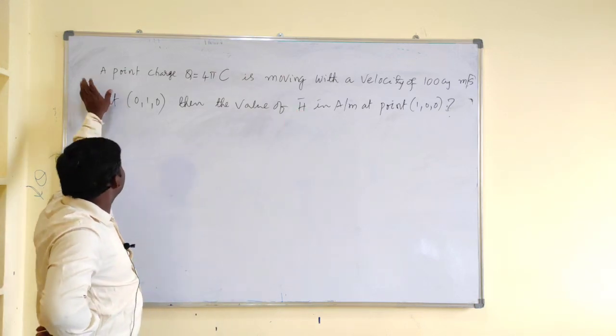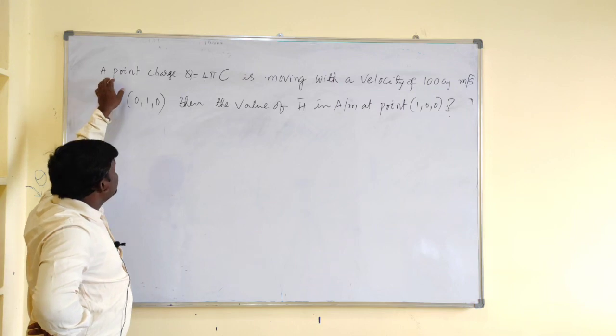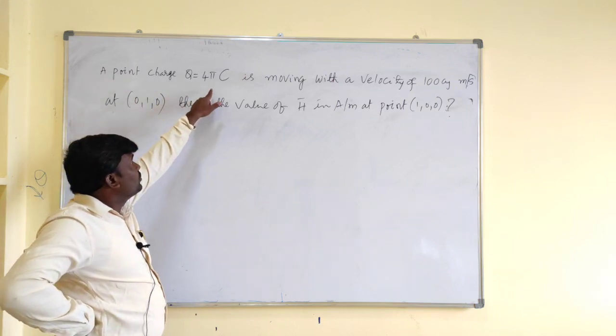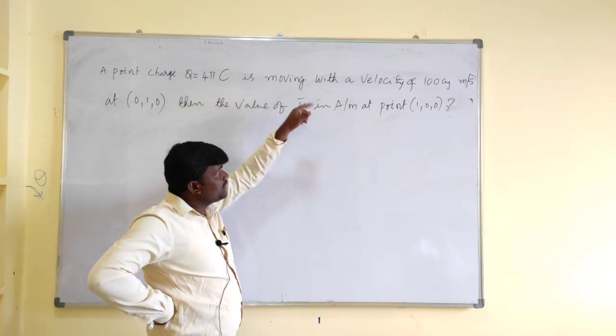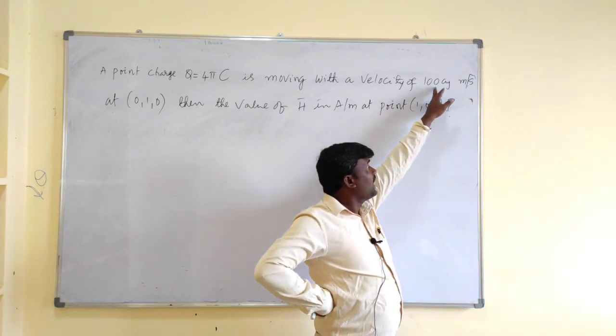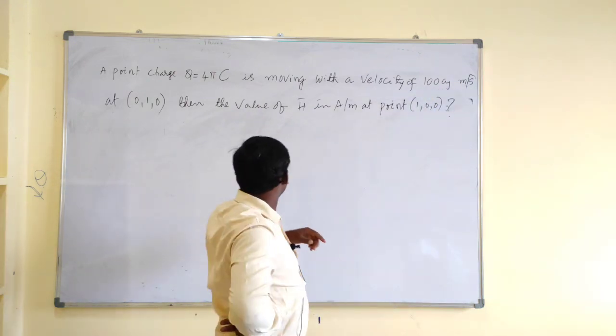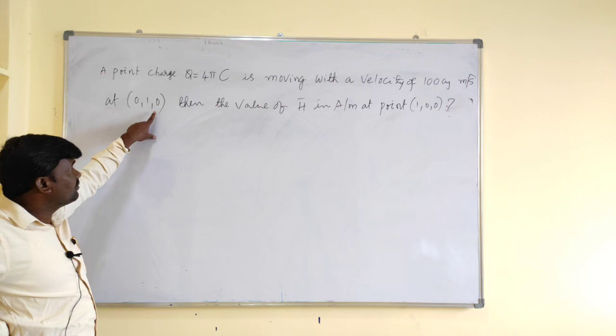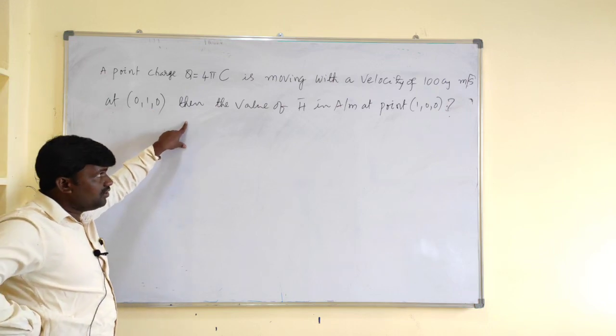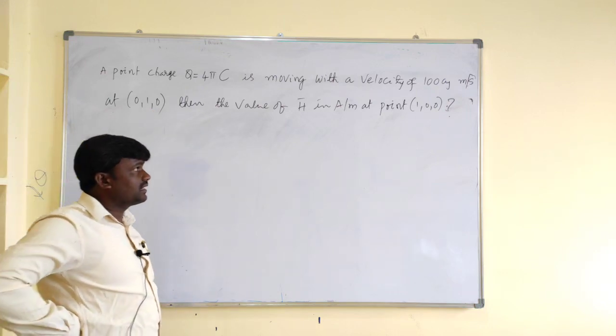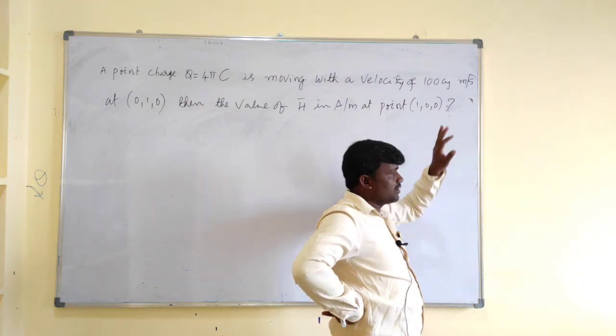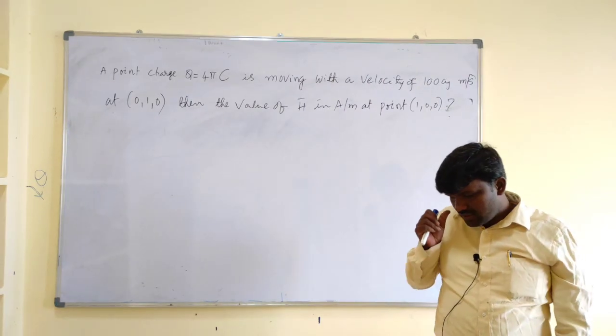In this problem, a point charge Q equal to 4π coulombs is moving with a velocity of 100 a_y meters per second at (0, 1, 0). Then the value of H in amps per meter at point (1, 0, 0) is to be found.